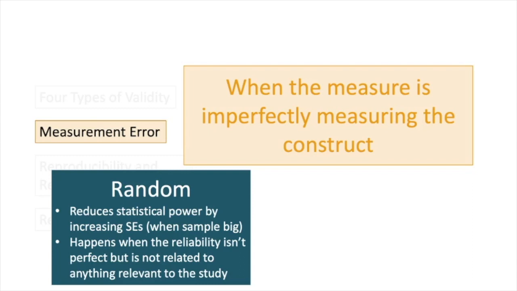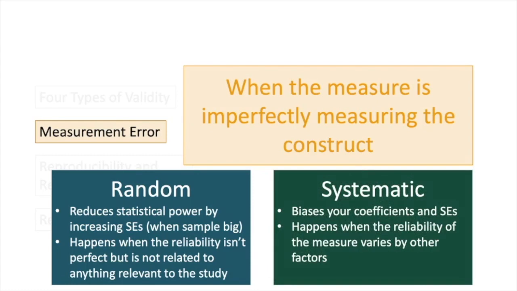When it is random, it reduces statistical power by increasing your SEs when the sample is big. So when your sample is big enough, it just is increasing your uncertainty, so you have less certainty in your results. When your sample is not big, random can actually do other things too. It can cause problems in other ways when you have a really small sample. And random happens when the reliability isn't perfect, but it's not related to anything relevant to the study. So it's not related to any individual characteristics, any measures of outcomes, nothing like that. It's just random.